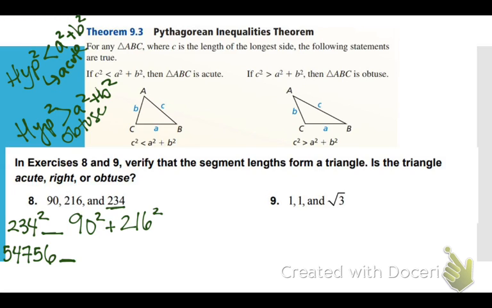We're going to fill in the blank because it's either going to be equal to, less than, or greater than, and that will help us figure out if it's acute, right, or obtuse. All right, and then 90 squared plus 216 squared. Pretty sure it's the same thing. 54,756. If the hypotenuse squared equals a squared plus b squared, what kind of triangle is this? It's a right triangle.